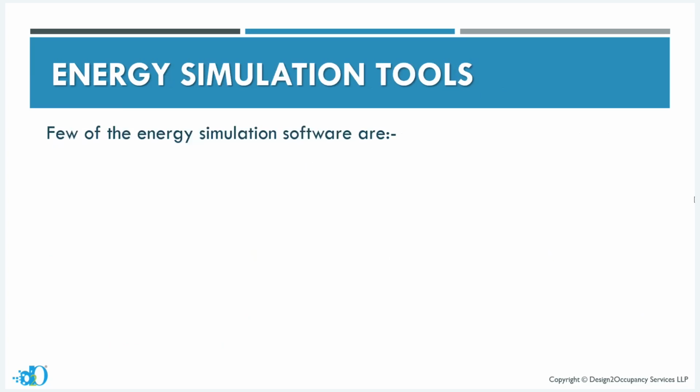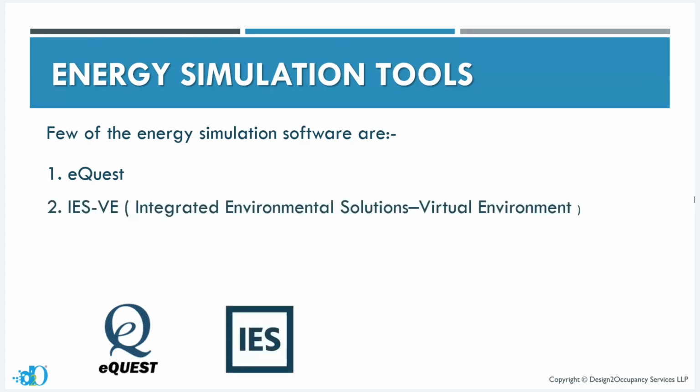Energy simulation tools. Now let's talk about what are the tools available in the market these days. The first one is eQuest, which is very common software by the DOE, which is again from the US. eQuest is free software, and people have been using it for decades, and it is very efficient and friendly software. You can easily give the inputs and check what the consumption is coming up. So this is one software, eQuest.